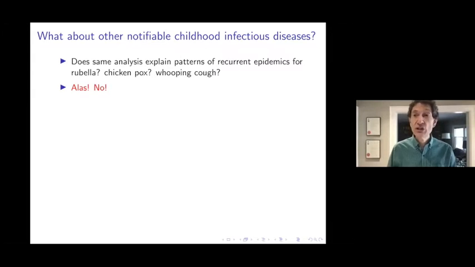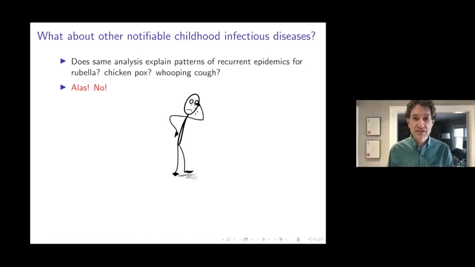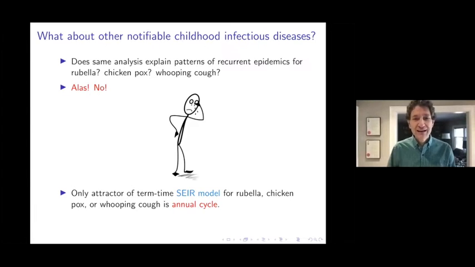Unfortunately, no. It doesn't work. So what I've just shown you fails when we apply it to all of these other diseases, and that's extremely disappointing. So things seem to be going very well, but for these other diseases, when we parameterize the SEIR model, it always predicts an annual cycle. There aren't all these different possible behaviors, even with seasonal forcing.